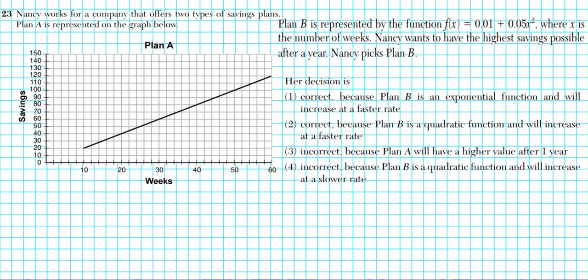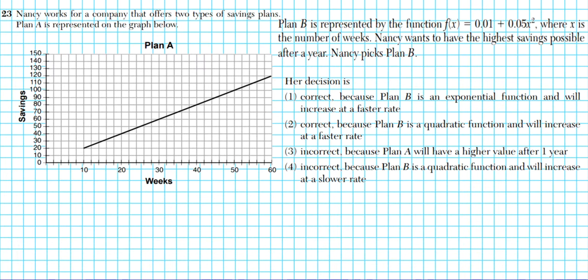Alright, let's take a look at question 23. It says Nancy works for a company that offers 2 types of savings plan. Plan A is represented on the graph below, so we have the graph. And then plan B is represented by the function f of x equals 0.01 plus 0.05x squared, where x is the number of weeks. Nancy wants to have the highest savings possible after a year. Nancy picks plan B. So, question, her decision is 1 correct because plan B is an exponential function and will grow faster.